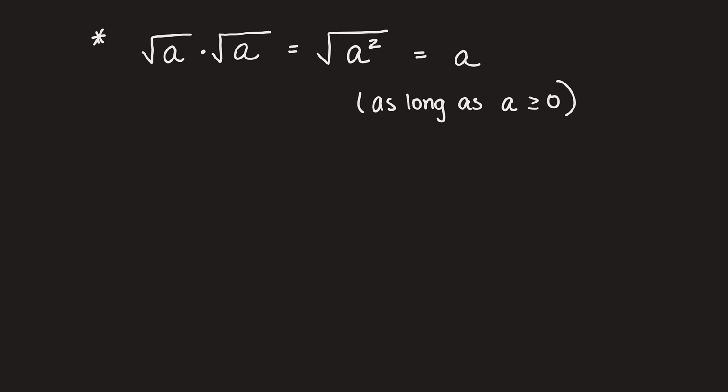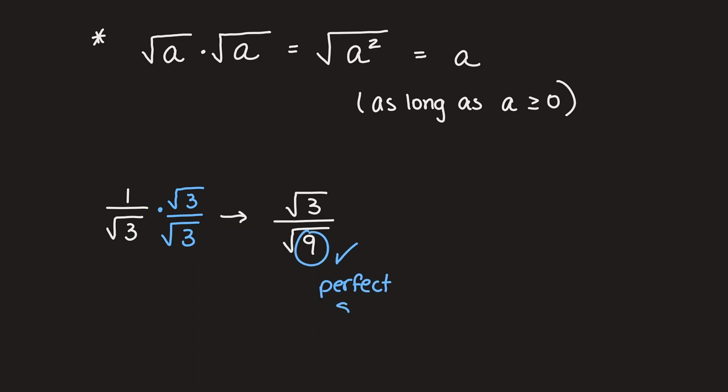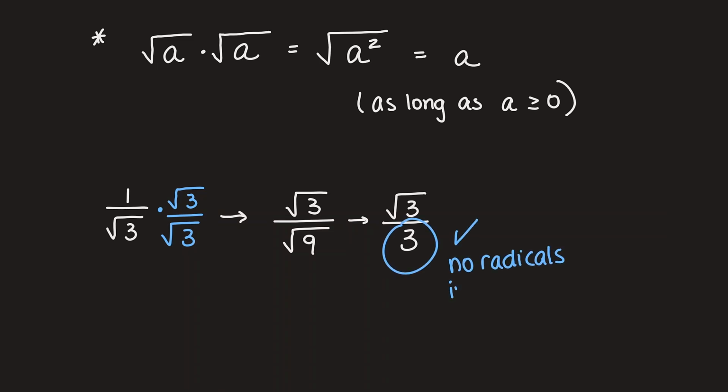Therefore, to rationalize the denominator of 1 over the square root of 3, we will have to multiply by 1 in the form of the square root of 3 over the square root of 3. So multiplying both the numerator and denominator by the square root of 3 gives us an equivalent fraction. And the reason we choose to multiply by this value is because this will give us a perfect square as our radicand. So we have the square root of 3 over the square root of 9. And now that we have a perfect square under the radical, we take the square root of 9, which is 3. And now we have an expression simplified with no radicals in the denominator.